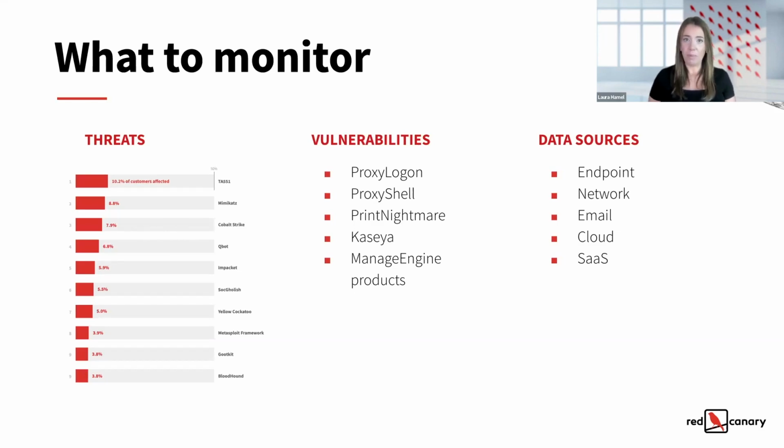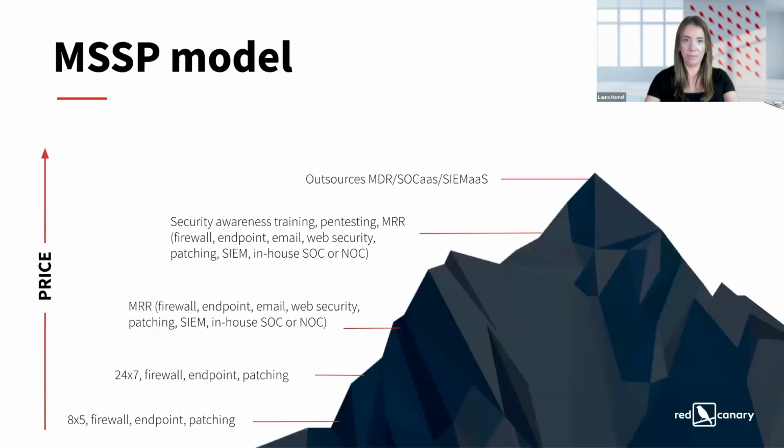And I'm sure you'll see a couple names on here that have been all over the news, like the Kaseya attack. And then here's some data sources that you want to get your alert data coming in from. So it's more than just endpoint, and it's more than just your SIEM. You also want to get these alerts from your network, from your email, from your cloud, and your SaaS applications. So first, let's take a look at how MSSP addresses this.